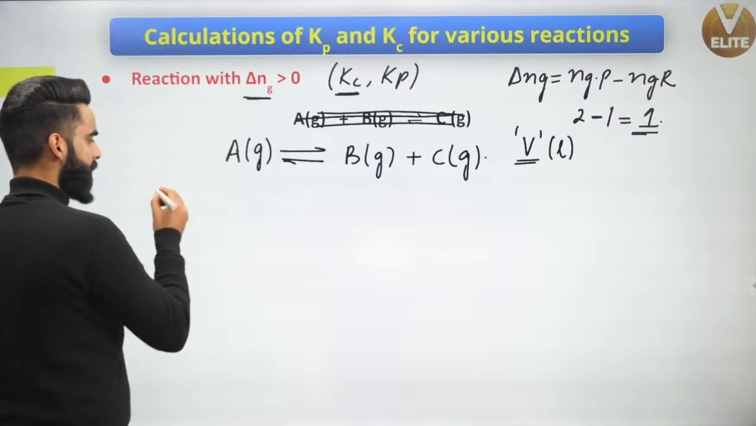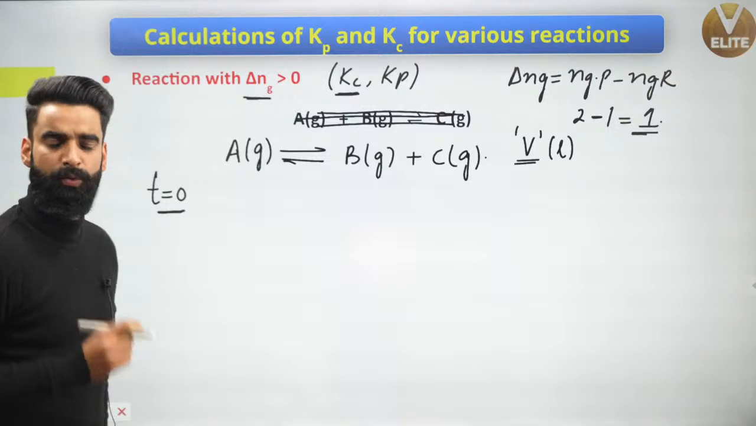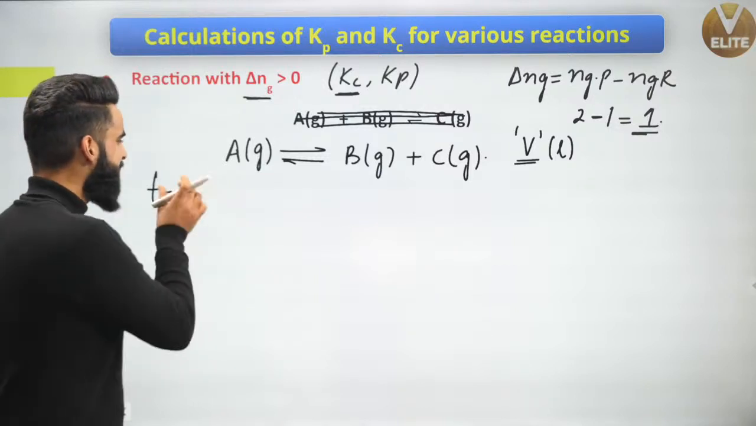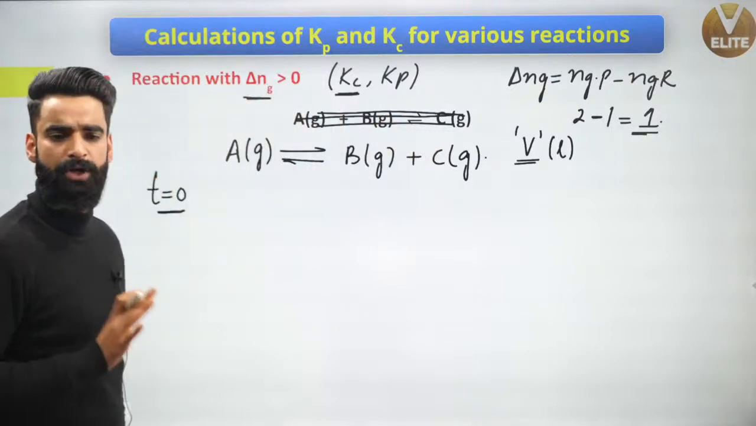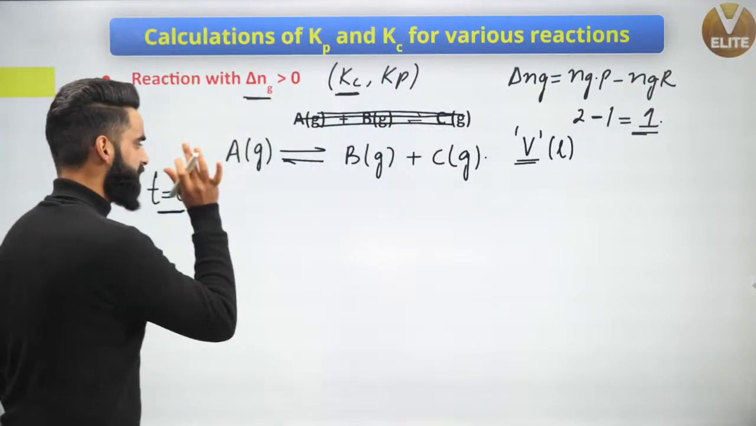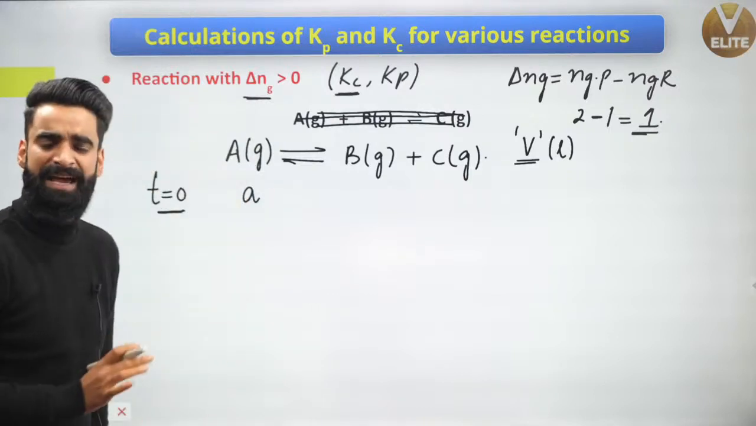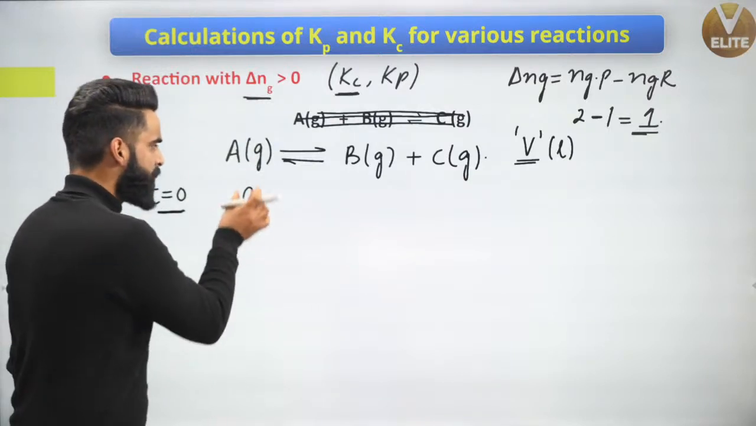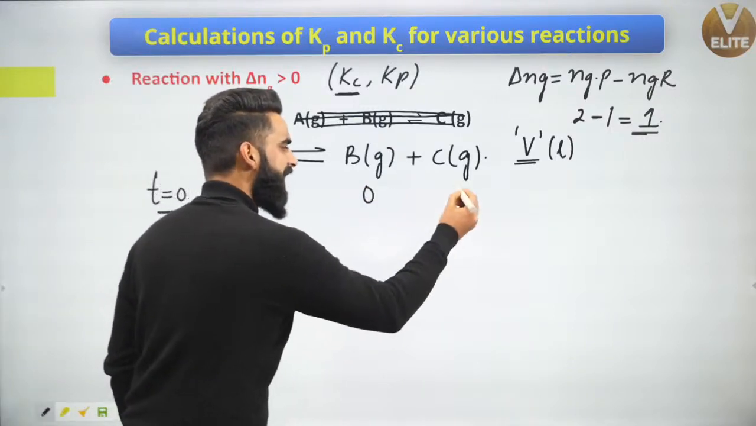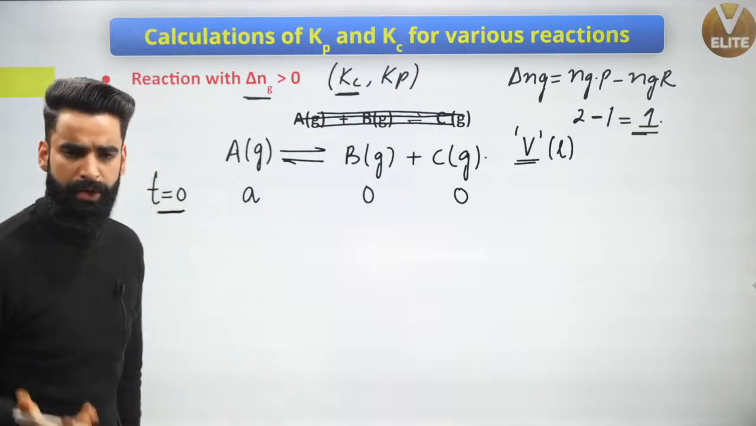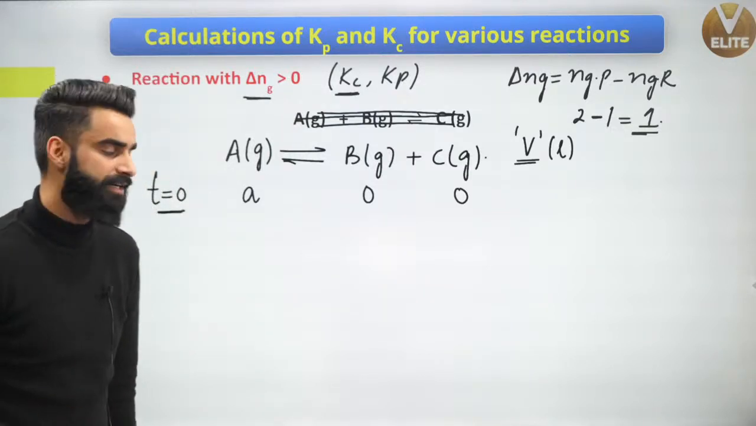Okay, now people have a look. At time t is equal to 0, what does it mean? That means the reaction has not started yet. That means the products have not got formed yet, okay? So I'm saying at time t is equal to 0, let's say I have got A moles of this reactant. So do I have any sort of moles of B and C at time t is equal to 0? No way, right? Very, very simple, because the reaction has not started yet.